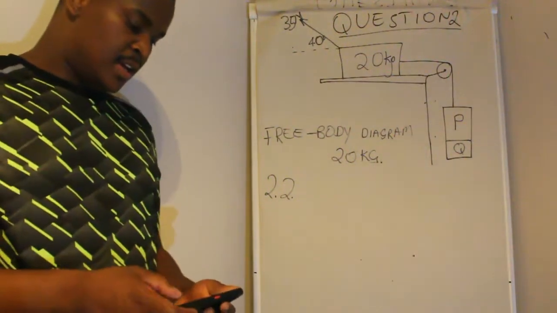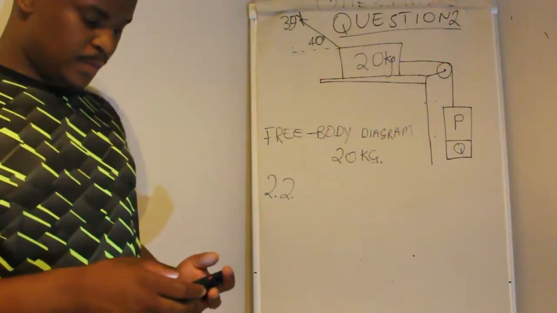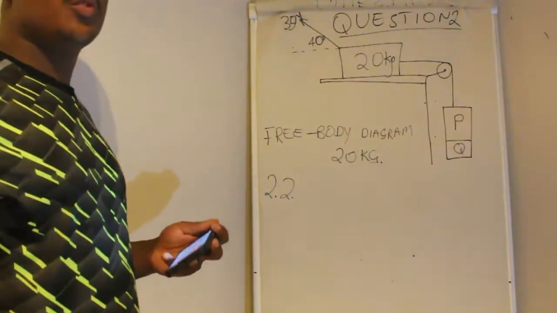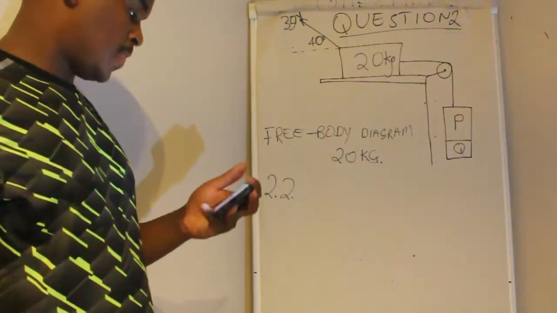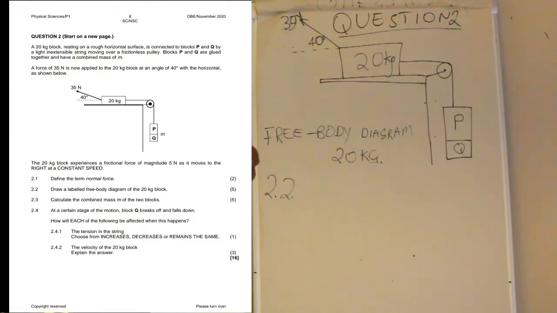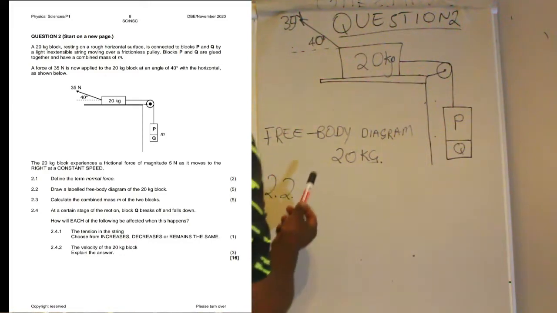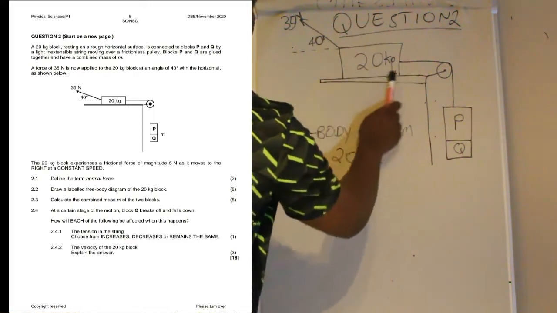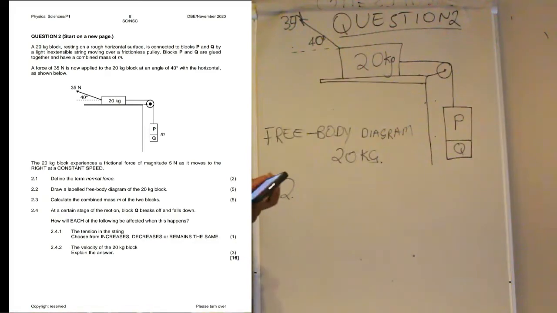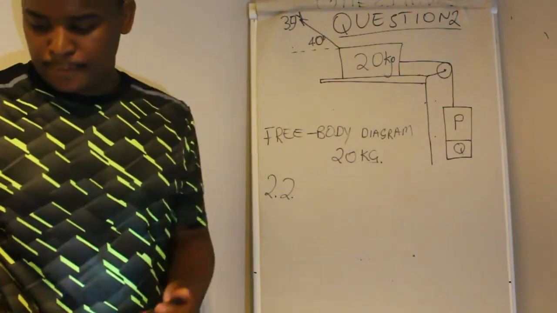So now we proceed to question 2.2. Question 2.2 reads as follows: Draw a labeled free body diagram of the 20 kg block. So they want us to draw the free body diagram of the 20 kg block. What is a free body diagram?